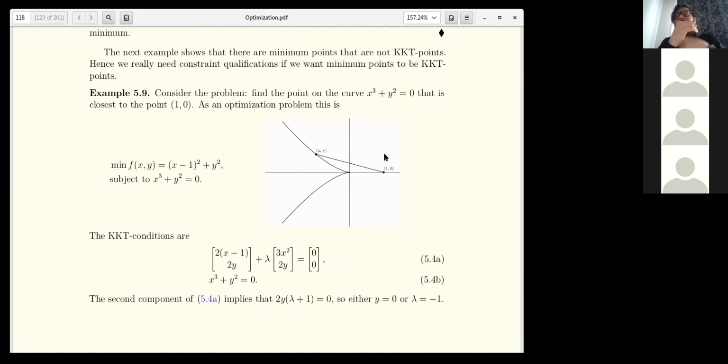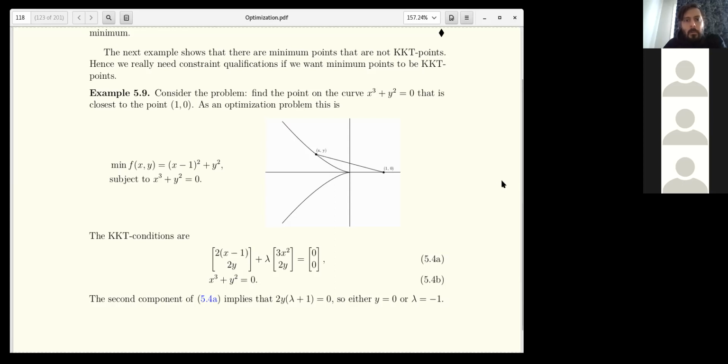So the constraint qualifications, I mentioned that they are there to make sure that if all the points of your problem satisfy certain conditions, then the optimum is found among the KKT points. So here is a very simple example. Let's say that we are minimizing the distance from this point (1, 0) along this curve here.